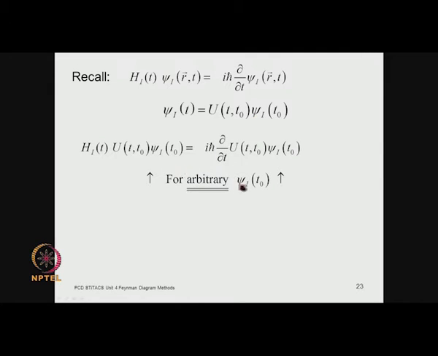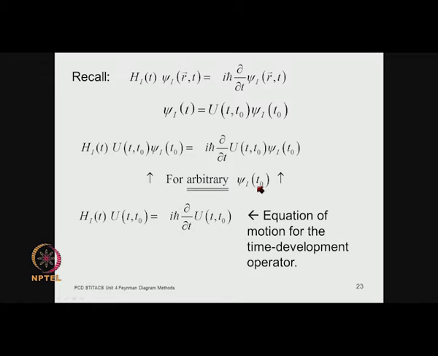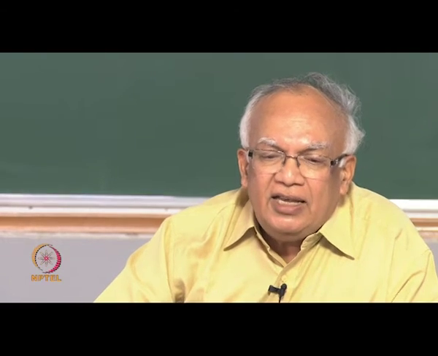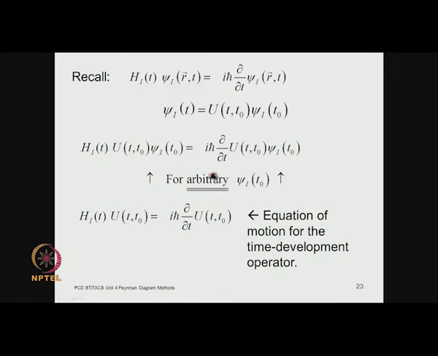This is for an arbitrary time t0, and essentially you get from this, because this result holds good for any arbitrary interaction picture wave function. So, there is a corresponding operator equivalence of the operator which is operating on this. That operator equivalence is H_I U on the left hand side is equal to i h cross del over del t of the time evolution operator. So, this is the equation of motion of the time development operator.